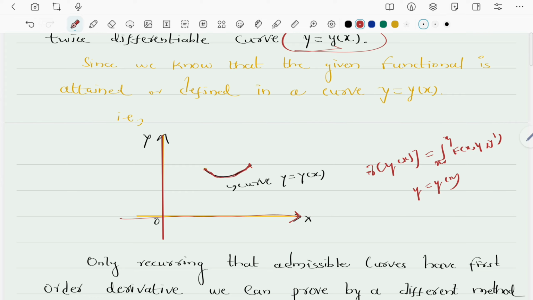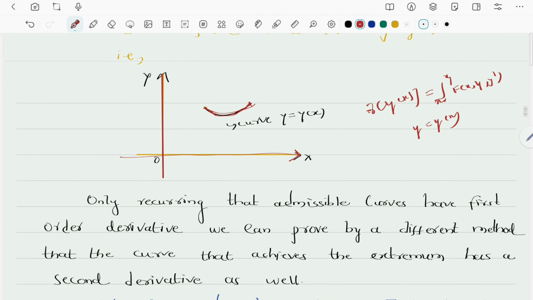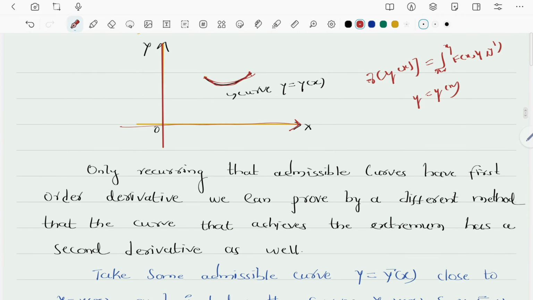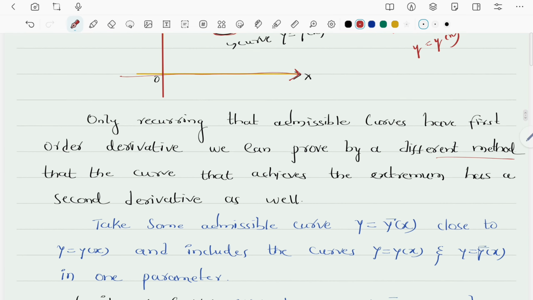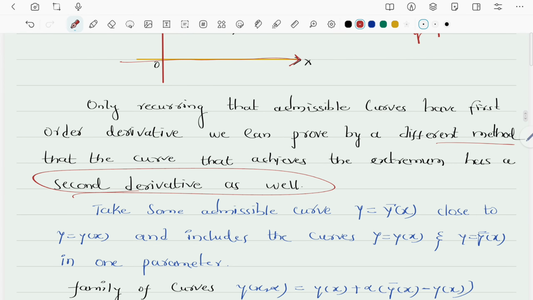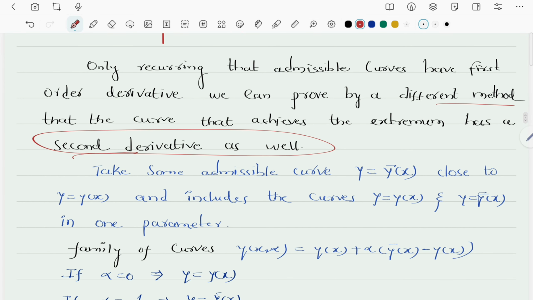The curve y is equal to y of x, in the extreme, is defined on the functional gamma of y of x is equal to the integral from x0 to x1 of f of x comma y comma y dash. That is, we only require that the admissible curves have the first order derivative. We can prove by a different method that the curve that achieves the extremum has a second derivative as well. Therefore take some admissible curve y is equal to y bar of x.